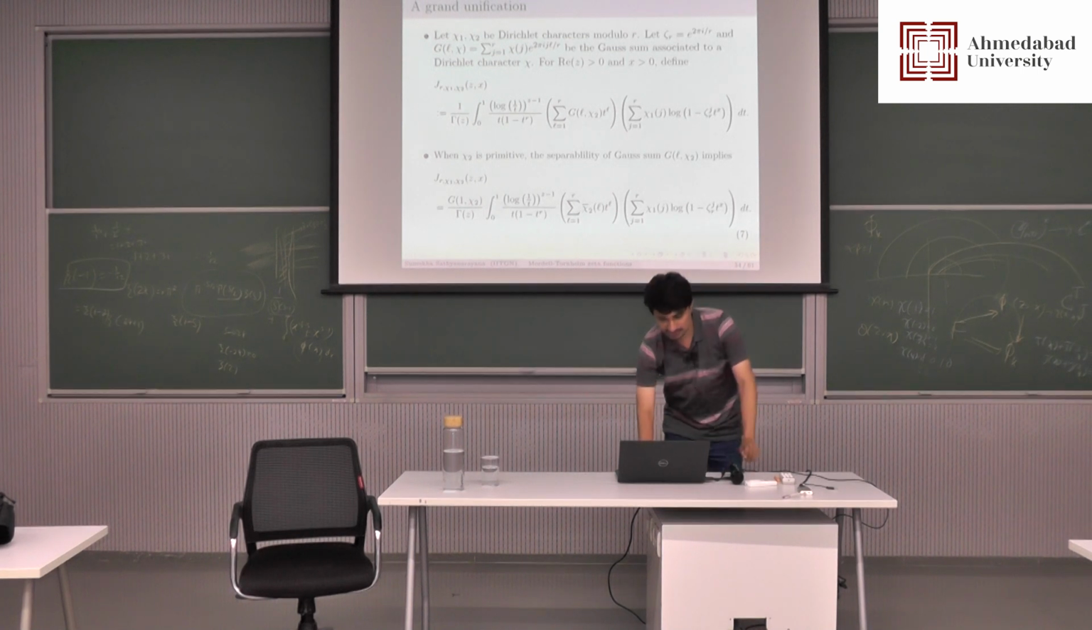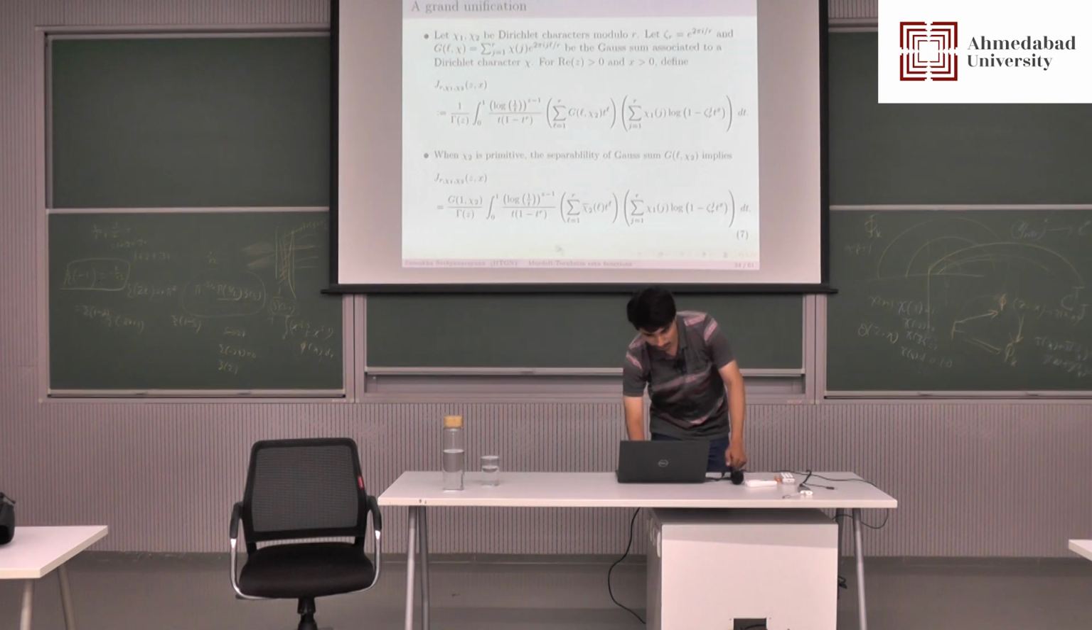So when chi2 is primitive, we can separate it out and we can write like this. This sum, this polynomial in t, is a very interesting thing.